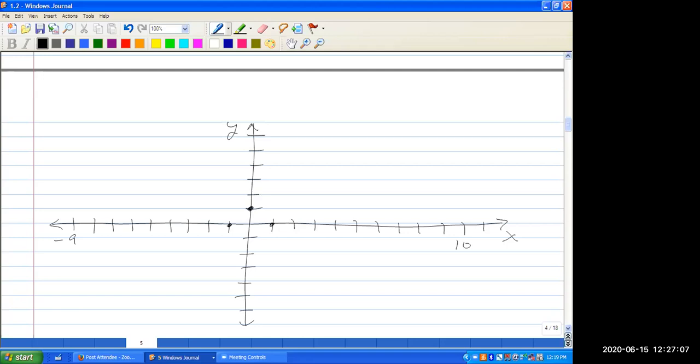So it should look something like the following. So these are at 1, minus 1, 1. And so this is the graph of y equals negative x squared plus 1. Any questions about that? Okay.